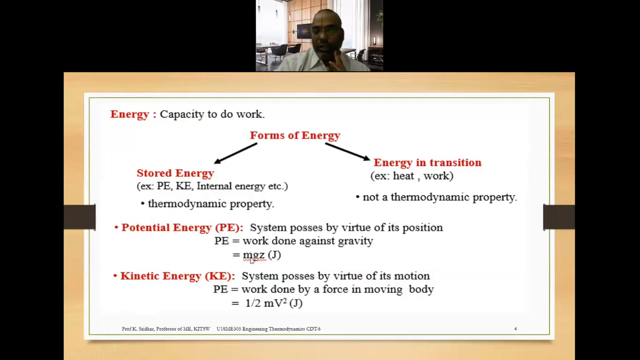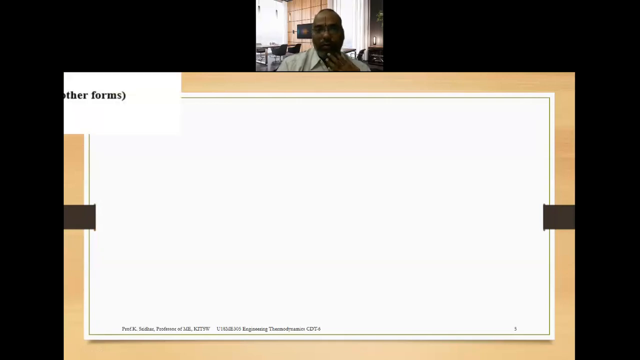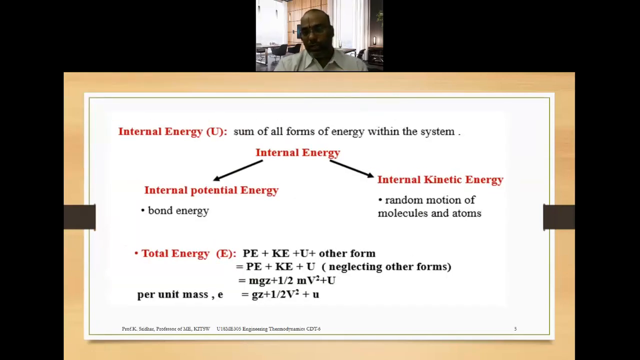Normally we can define potential energy as mgh or mgz. Whenever you take the height as z, then it is mgz, otherwise mgh. Kinetic energy is half m v squared. We already studied the fundamentals of potential energy and kinetic energy. What are the formulas? Next one is the internal energy.